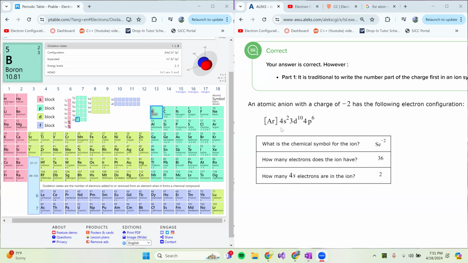Another one, so just remember for this problem, to know the total number of electrons, you add the number of electrons that the noble gas core has to the rest of your electron configuration electrons.